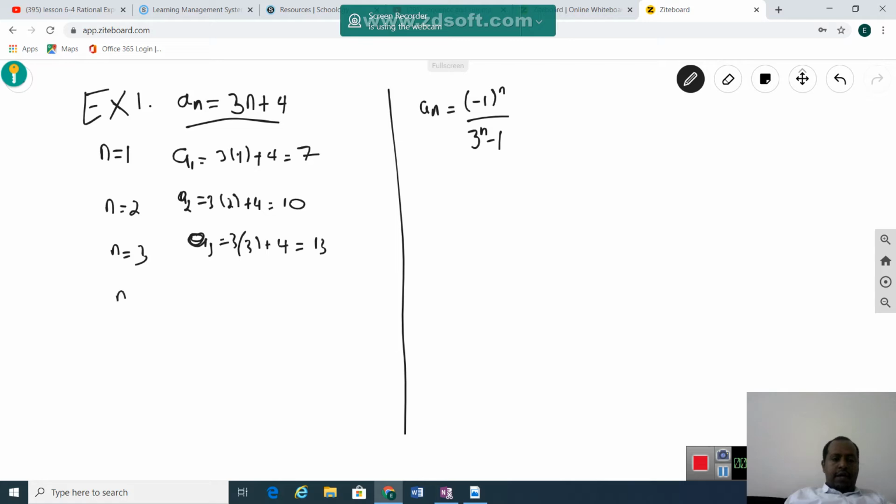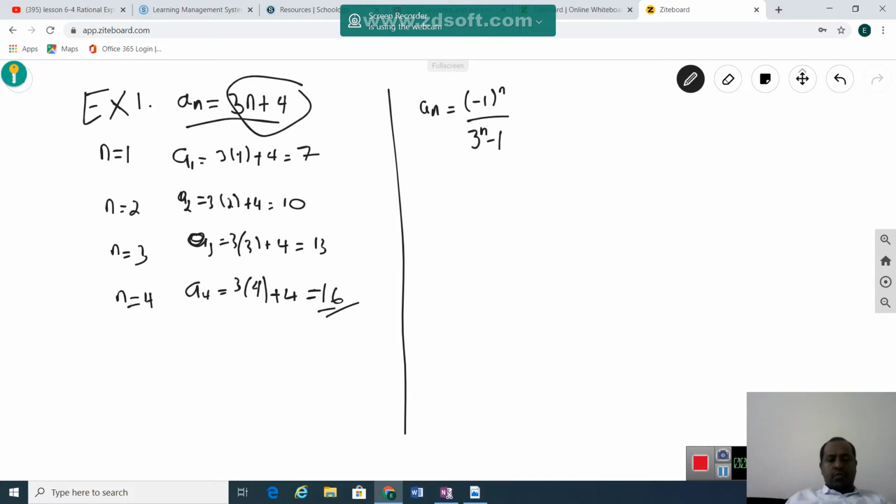And again, to find the fourth term, I will plug 4 in for n. So a sub 4, which is the fourth term, is equal to 3 times 4 plus 4. 3 times 4 is 12, 12 plus 4 is 16. So these are the first four terms of the sequence 3n plus 4. Okay, so this is example 1 part A.